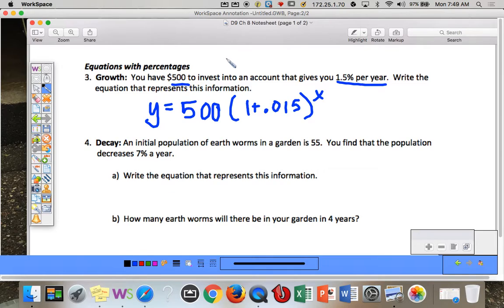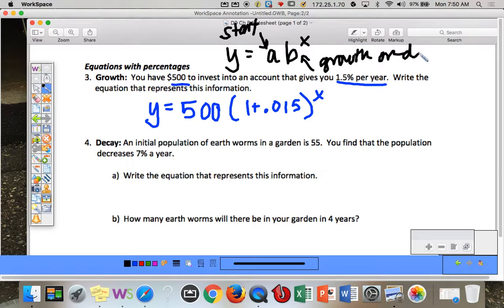So when you write exponential growth or decay, it's y equals ab to the x, where a is your starting value, b is your growth or decay factor, and x is usually time.